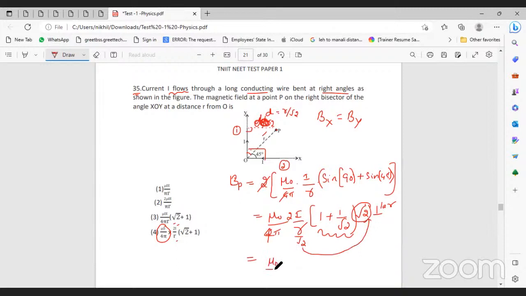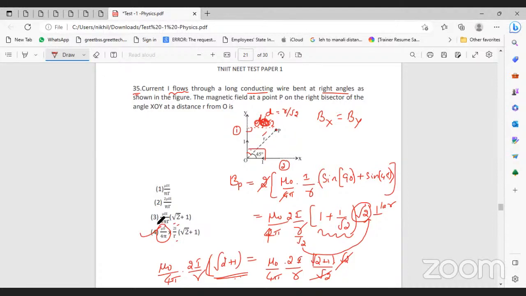So if you simplify this, you are going to get mu naught by 4 pi into 2I by r. This root 2 comes up. So after taking the LCM, you are going to get root 2 plus 1 into root 2, so root 2 gets cancelled out. So the magnetic field is found to be mu naught by 4 pi into 2I by r into root 2 plus 1. So option D is the right answer. Option 4 is the right answer.